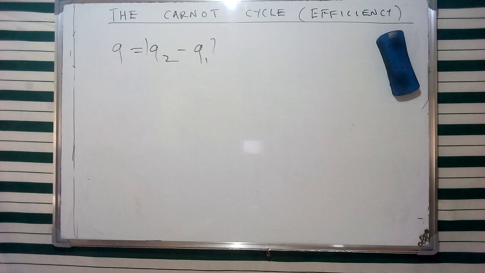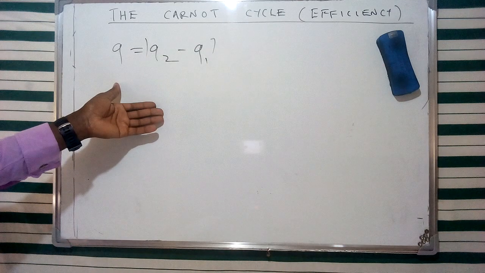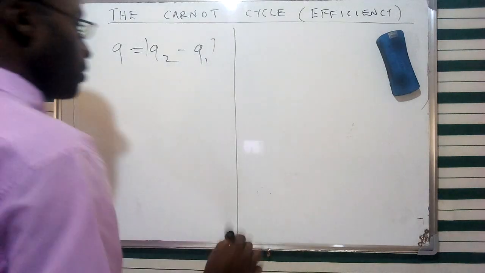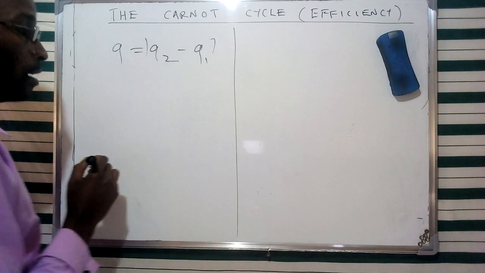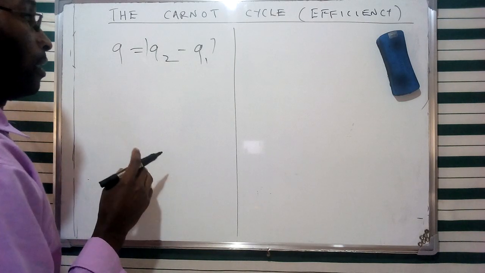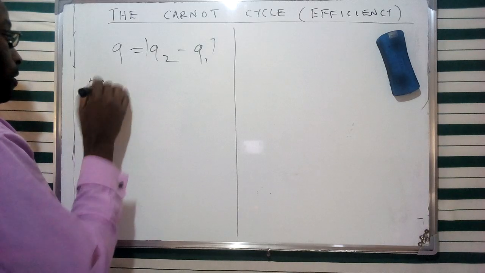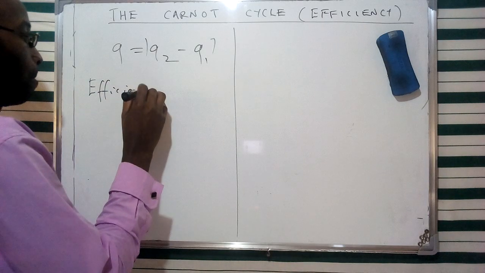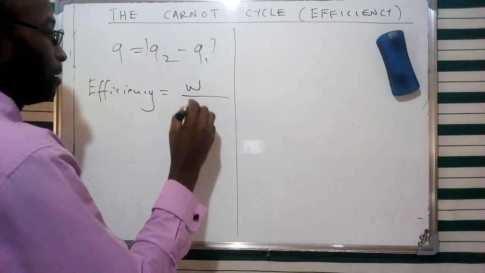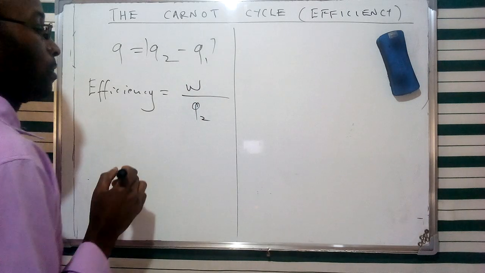And of course, the efficiency of this particular engine can be described as a fraction. Therefore, this is going to be given in terms of the work done over the heat that is taken into the system. So we're going to have efficiency given in terms of the work done over the heat which is taken into the system, as we said.